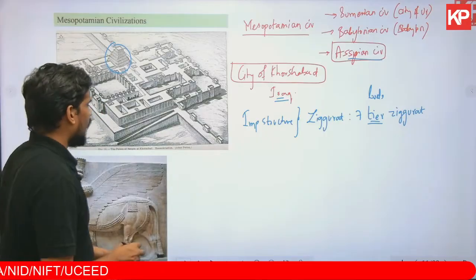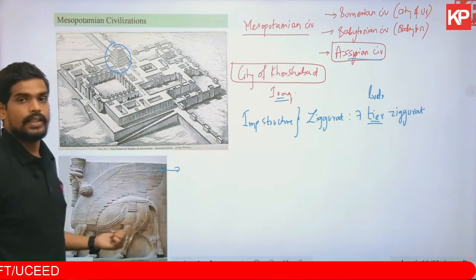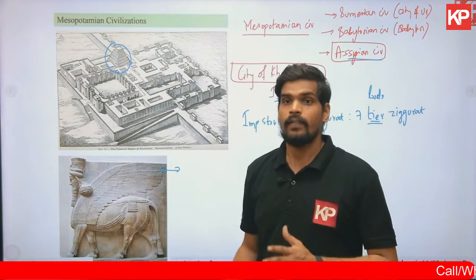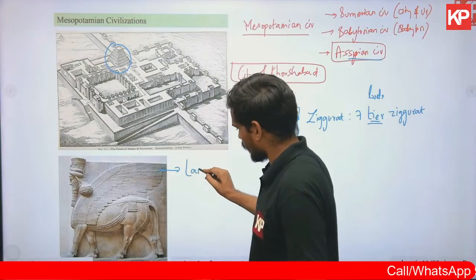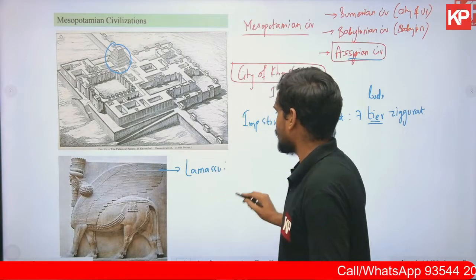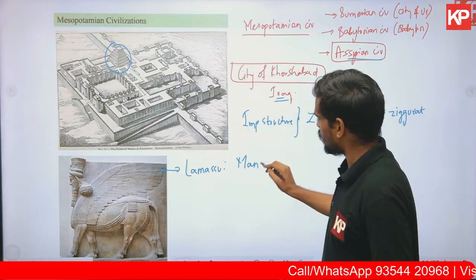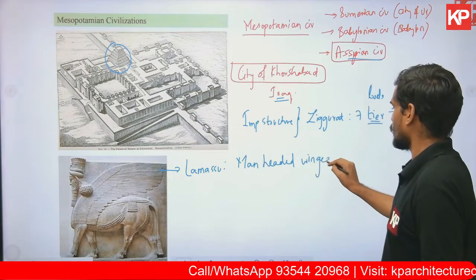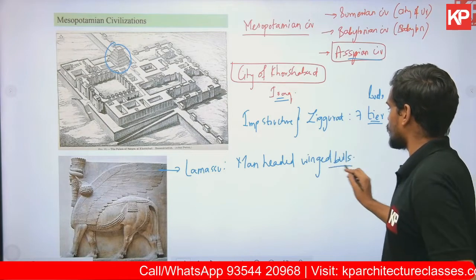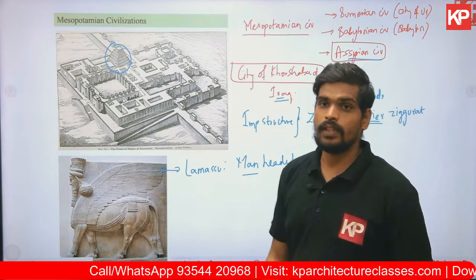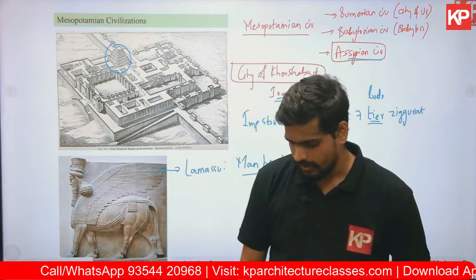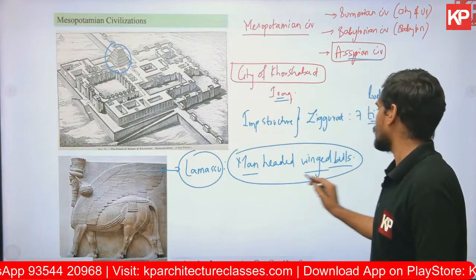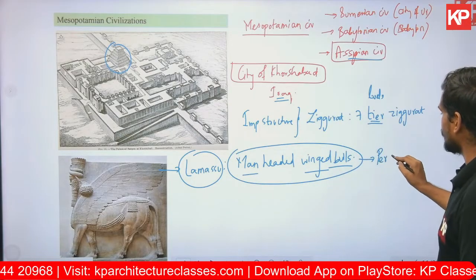Other than that, you can see that this particular city had ornamentation with these figures, these mythical creatures, which are known as Lamassu. These are basically man-headed winged bulls. So these are bulls with wings and with a human face. These were seen in the ornamentation in the city of Khorsabad during the Assyrian time, and these Lamassu, that is man-headed winged bulls, were also seen in the Persian architecture later on.